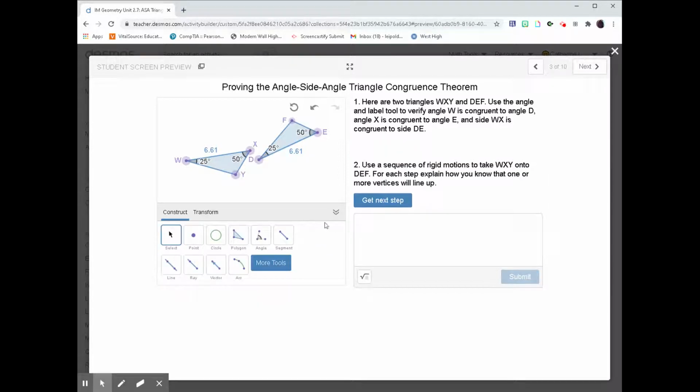Then going to the next step, we want to use a sequence of rigid motions to take WXY onto DEF. And for each of them, you're going to explain down in this little window, like we always do, what you're doing and how you know that one or more of those vertices is going to line up.